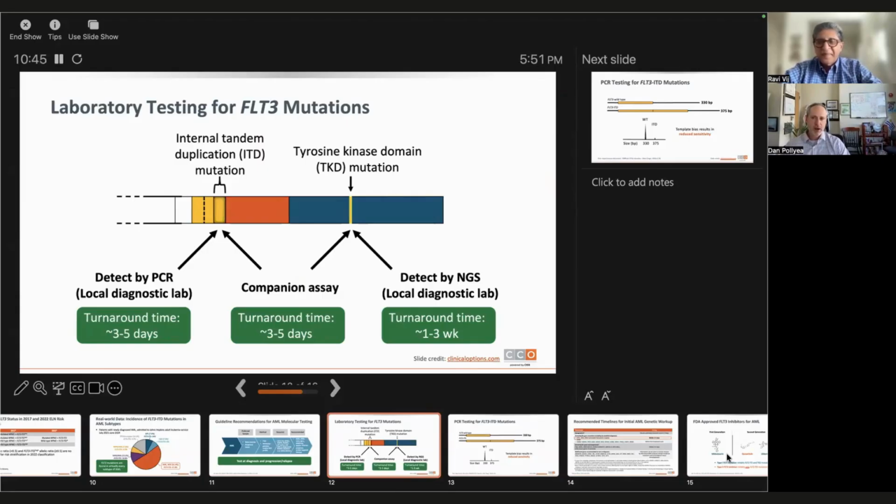Now, there are also very sophisticated deep sequencing techniques that can help us understand how much residual disease is present in a patient in remission, for instance. So there are some helpful detection techniques there around FLT3. That's new and emerging, but those are commercially available as well.